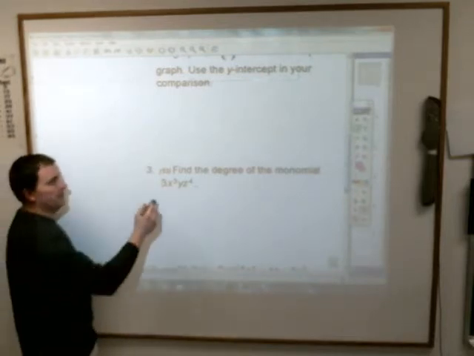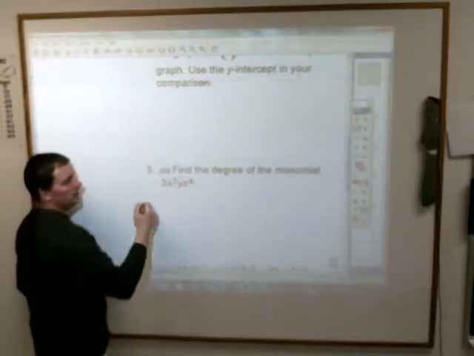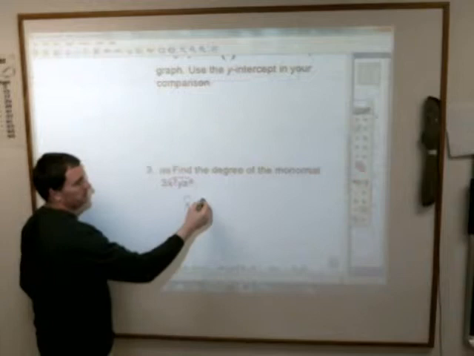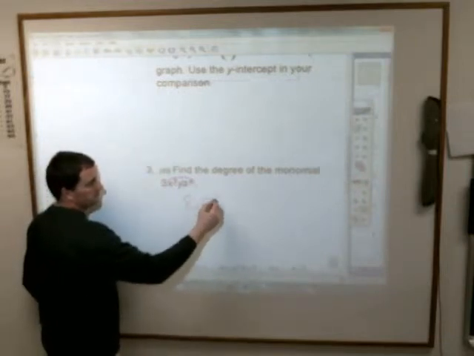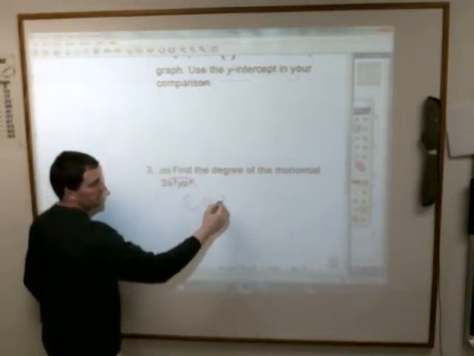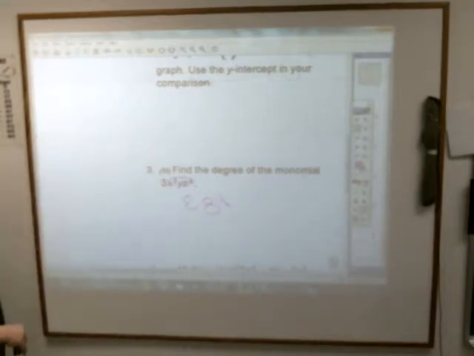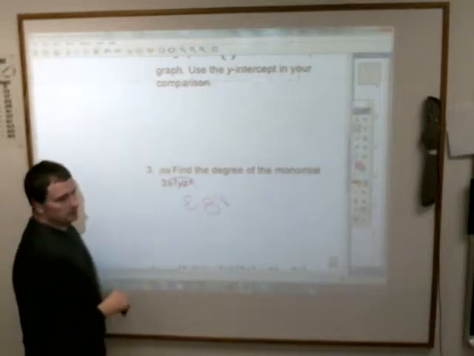Yes. So you have to add all of those together. 3 plus 1 plus 4. It's the 8th degree. Now, if it was a multi-term thing, like a binomial, then you look at each term.